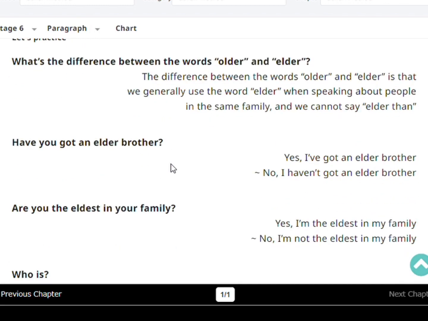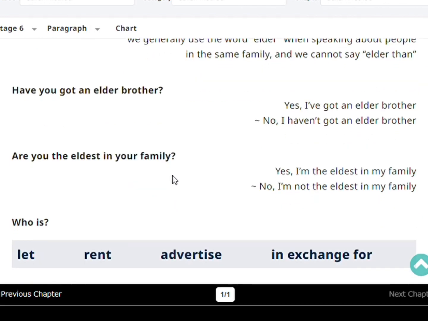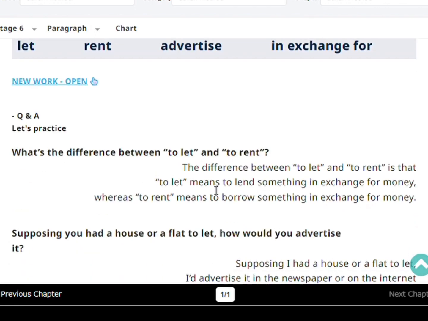Have you got an elder brother? Yes or no? No, I haven't got an elder brother. Are you the eldest in your family? No, I'm not the eldest in my family. Who is the eldest? My grandfather is the oldest in my family. Very good.